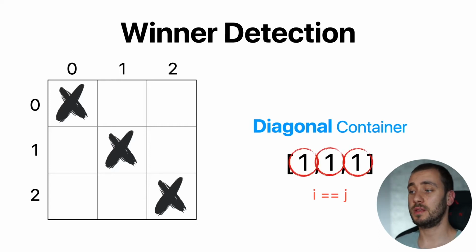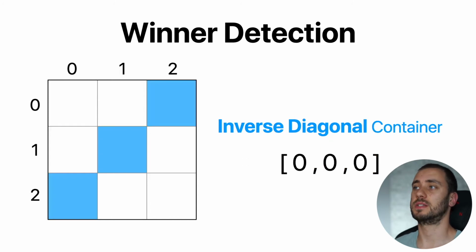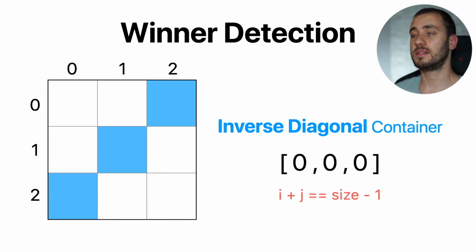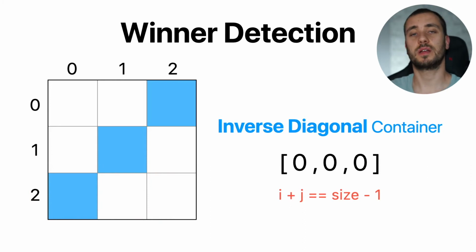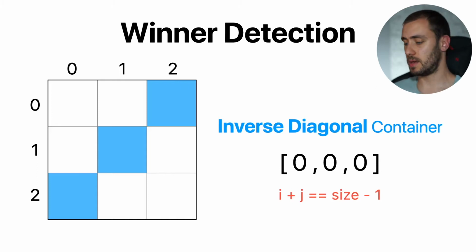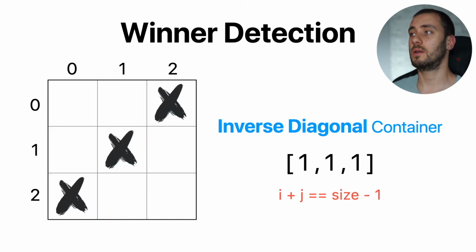And to finish it off, we need to mention the inverse diagonal container. And why does it have to be separate from the other diagonal container? That's because the condition is different. This time, the condition for us to increment the value of the array is that the index of the row plus the index of the column equals the size of the grid minus 1. In this case, it's 3 minus 1, so i plus j needs to be equal to 2. Same thing is going to happen here, and when all of the elements of the array are equal to 1, the player has won on the inverse diagonal.